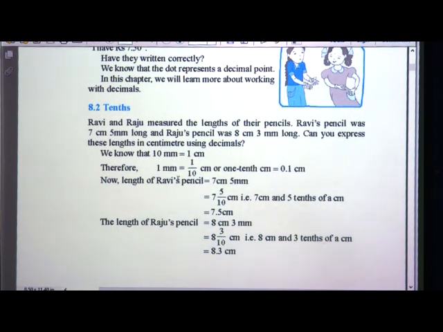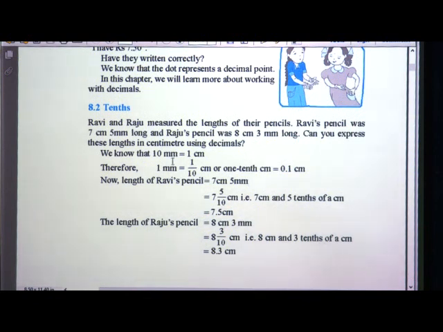See, 10 millimeter is 1 centimeter. So what is 1 millimeter? To find it, we need to do 1 by 10 of a centimeter. Or we can simply say it as 1/10 centimeter, that is nothing but 0.1 centimeter. Now the length of Ravi's pencil. As it is said in the question, we need to find the length of the pencil using decimals. See here, the length of Ravi's pencil is 7 centimeter and 5 millimeter.